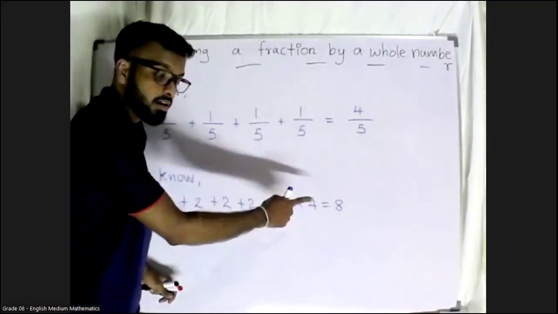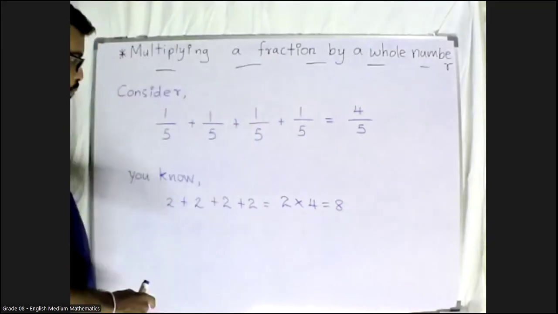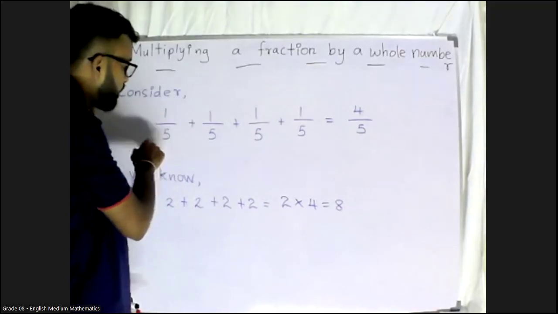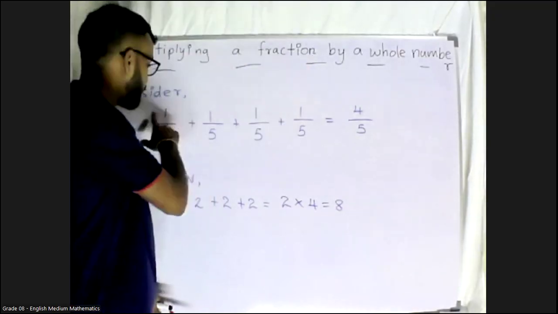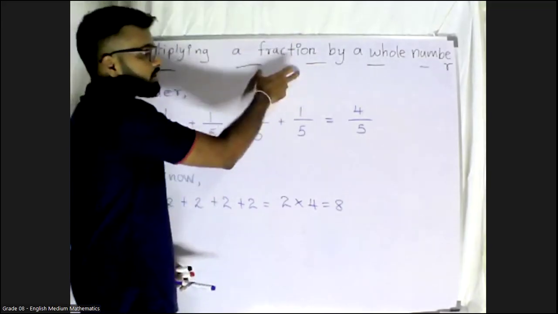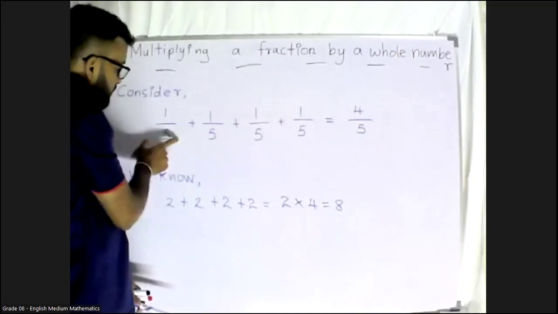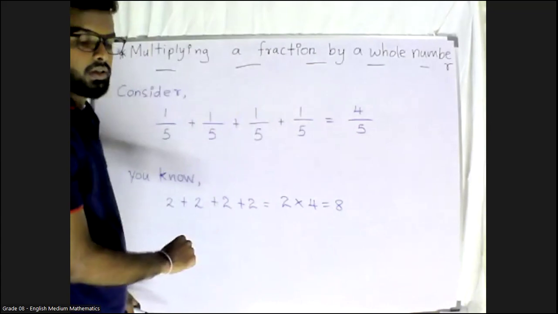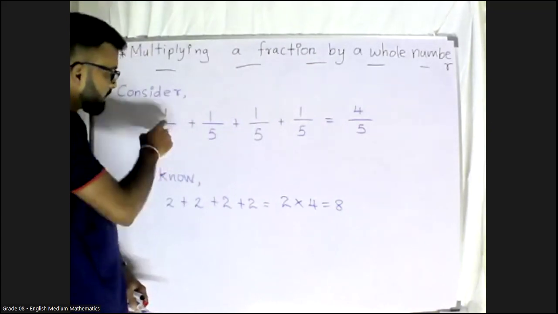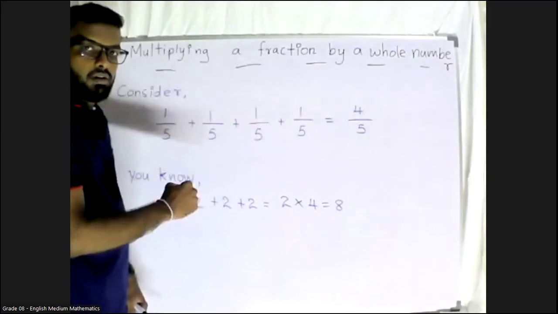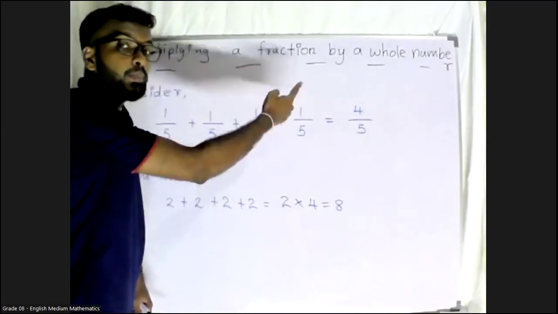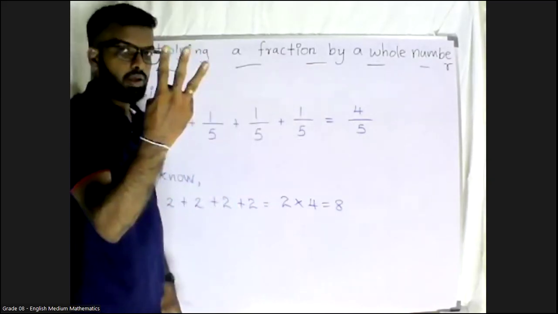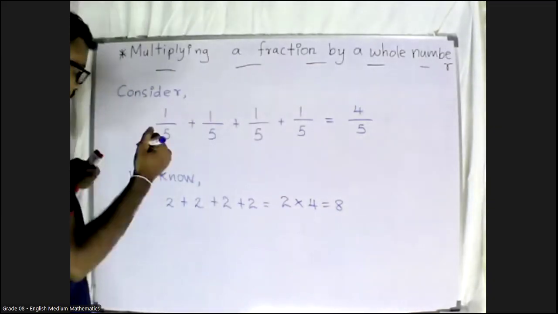By using the same way, how can you write this? You have 1/5 how many times? Fraction by a whole number. You are going to multiply it by a whole number. Now here you have a fraction. How many times has it been repeated? 1/5. 1, 2, 3, 4. 4 times.